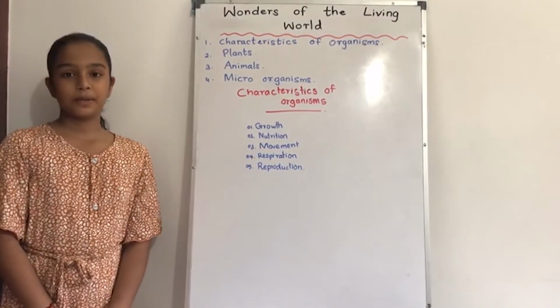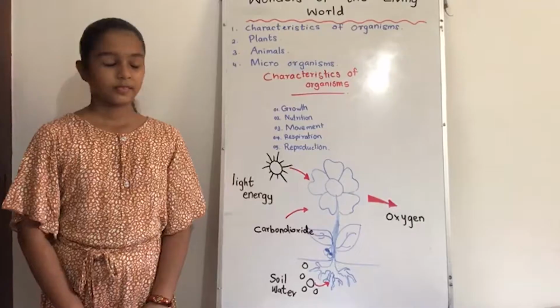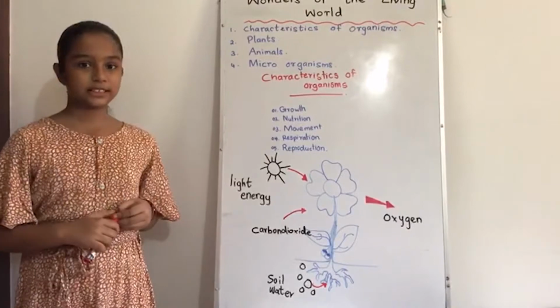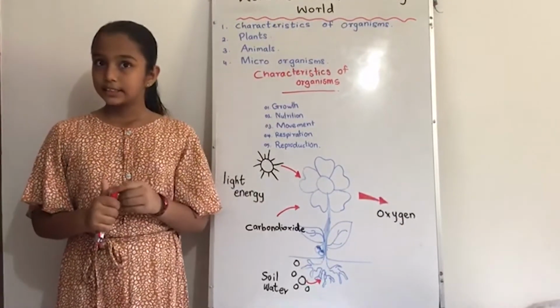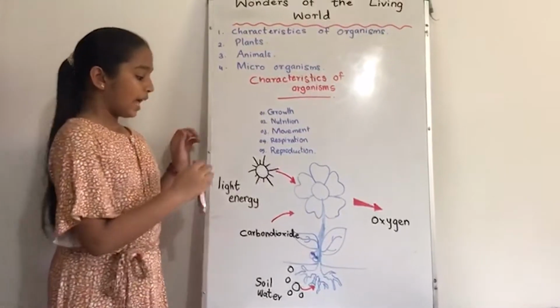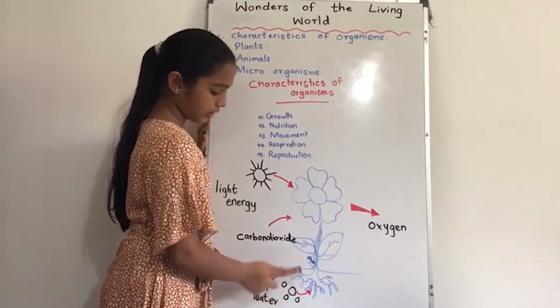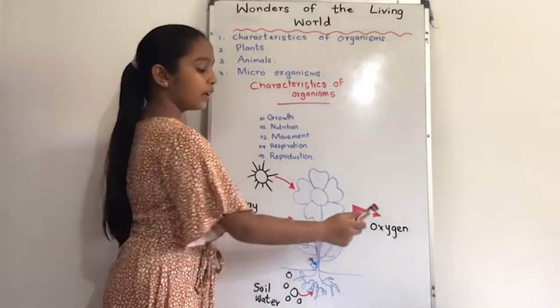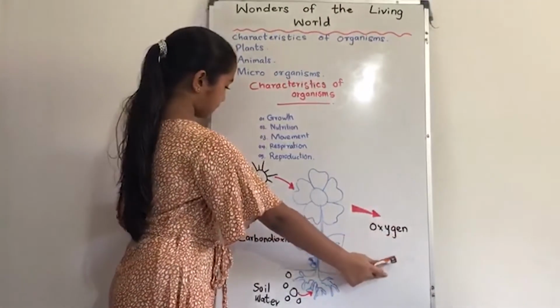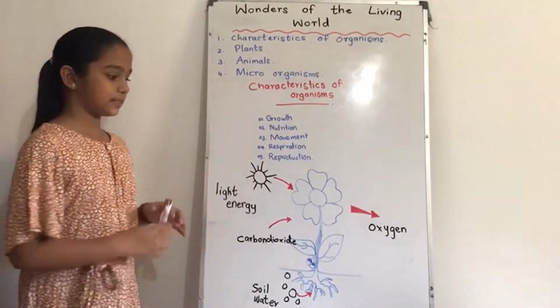Satisfying the food requirements of organisms is called nutrition. Plants do photosynthesis to produce food by themselves, and they take light energy, carbon dioxide, soil and water and produce food. As a by-product, they release oxygen. This process is known as photosynthesis.